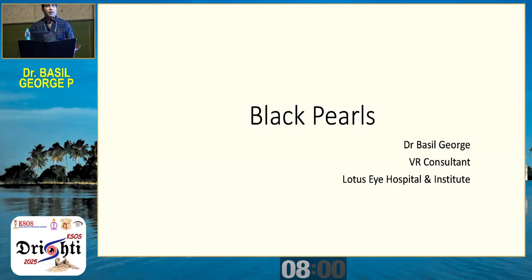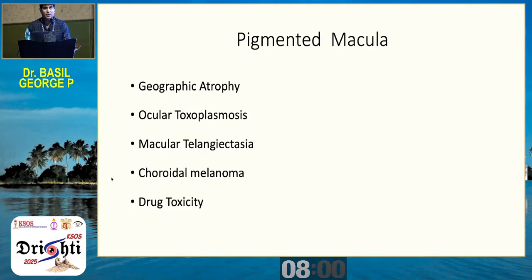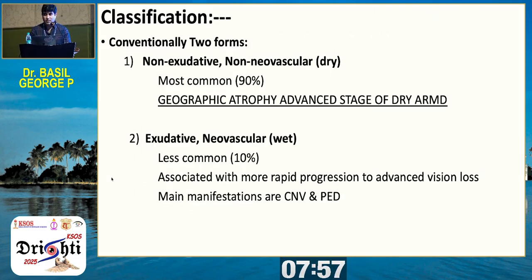Good afternoon. First of all, I would like to thank Rahul for giving me an opportunity to present here. So today I'll be talking about the pigmented lesions in the macula. So basically it will be geographic atrophy, ocular toxoplasmosis, macular telangiectasia, choroidal melanoma, and drug toxicity.